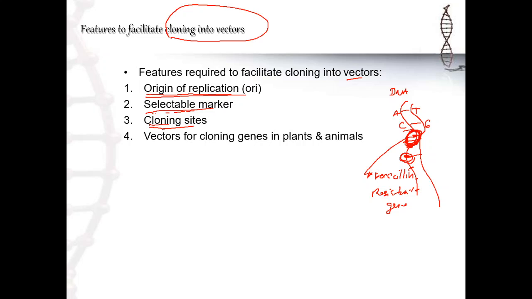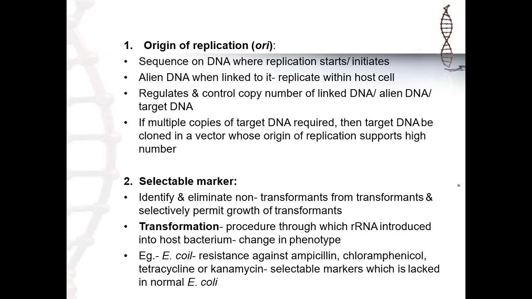Saan ba siya natin isumpay? Saan pa so ibutang ang kanaang mga genes para mudaghan o para ma-exhibit siya nga karakter dito sa source or sa host. Okay? So another features to facilitate cloning into vectors is vectors for cloning genes in plants and animals. So there are vectors for cloning genes in plants and animals. Actually, we have the bacteria, and of course, they have the virus as vectors. So that we'll try to look at it individually.